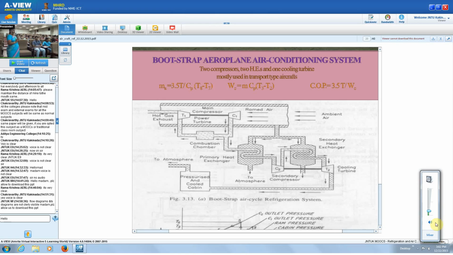The work input to the main compressor is that, whereas the work input to the secondary compressor is 0, because here the work is given out by the turbine itself. So with that you can find out even the COP of the bootstrap air refrigeration system, which is 3.5 T by WC.